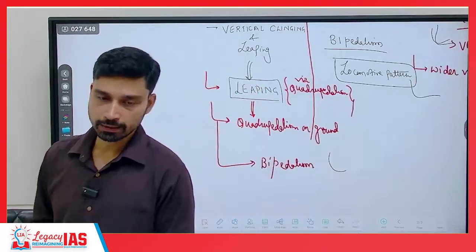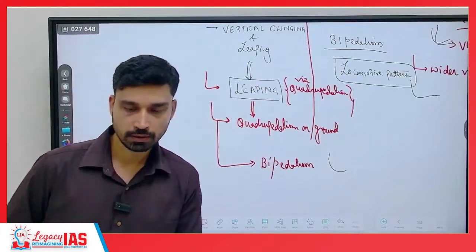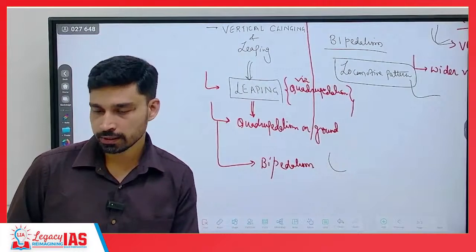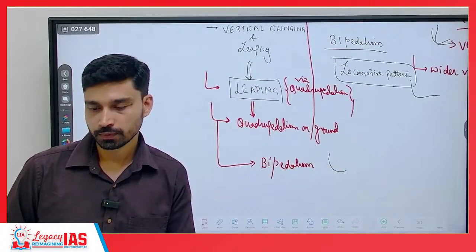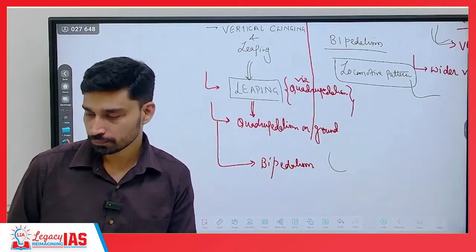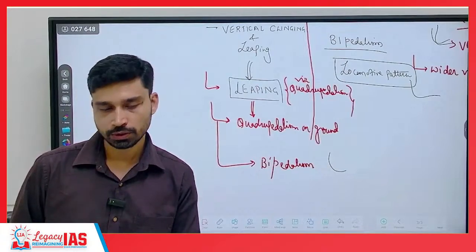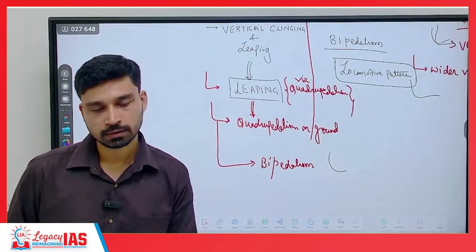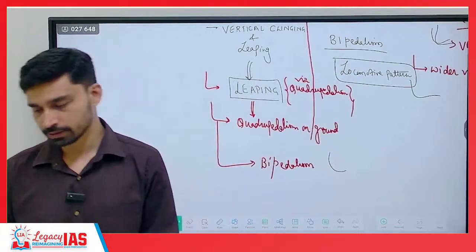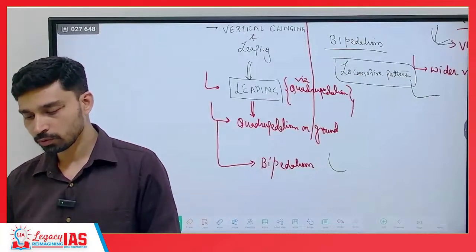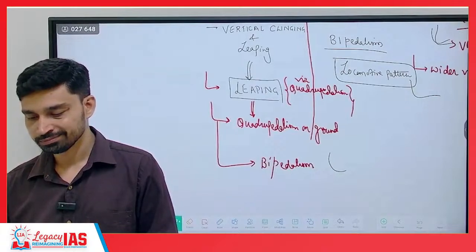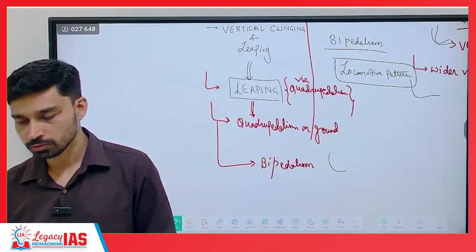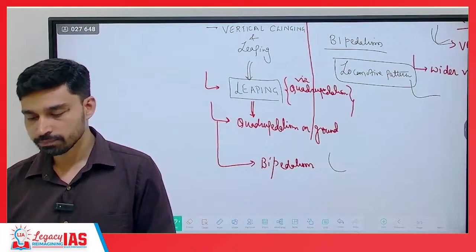Knuckle walking is a specialized locomotor pattern and was not found in human ancestors. So that is about bipedalism and erect posture.